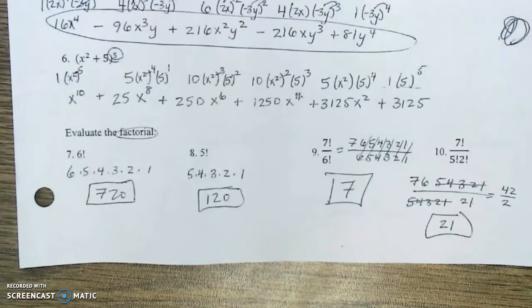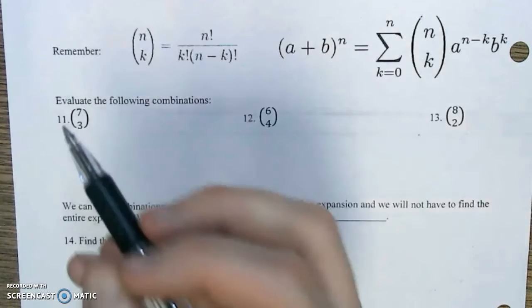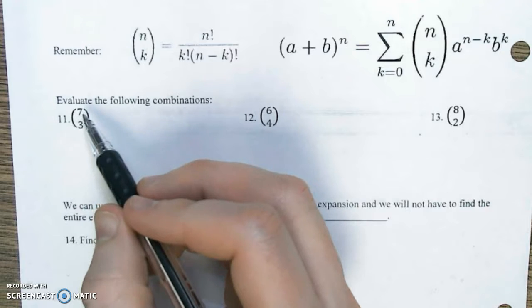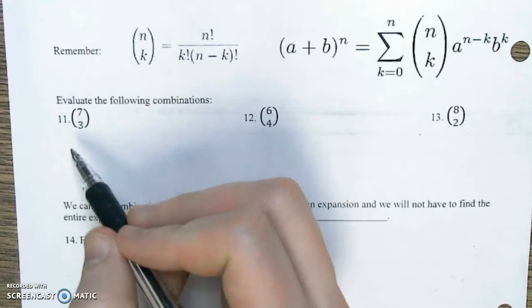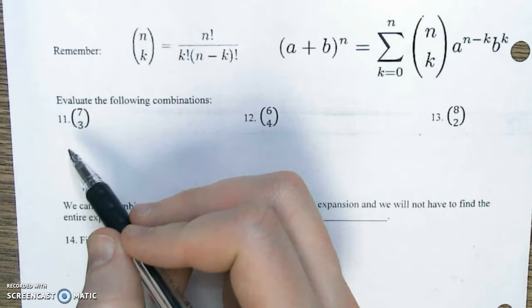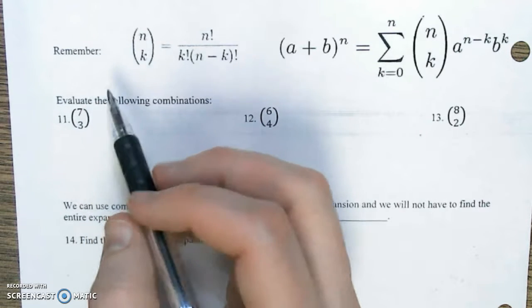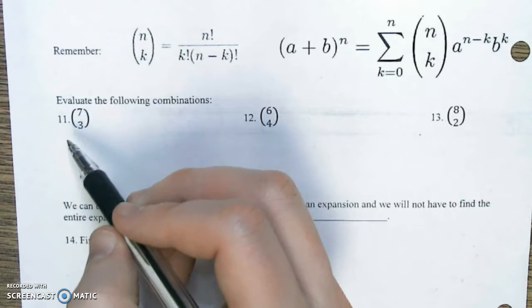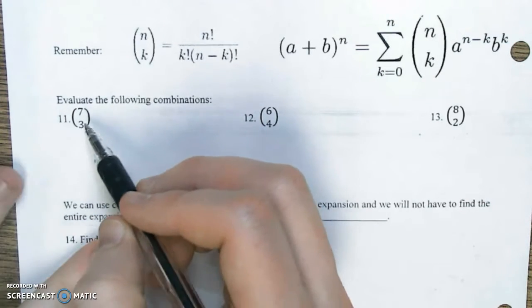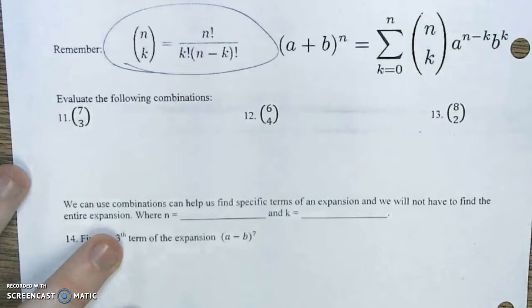Then on the back, on number 11, we are looking at 7 combination 3. So this is a combination. We do this when we talk about probabilities, but it also helps us with the binomial expansion theorem. So we've got 7 on top, 3 on the bottom, and to solve it, you use this equation here.